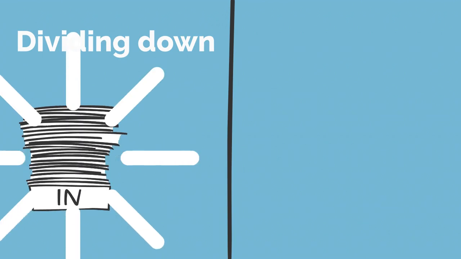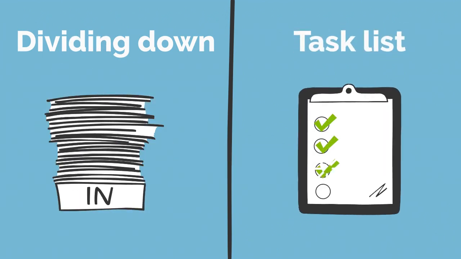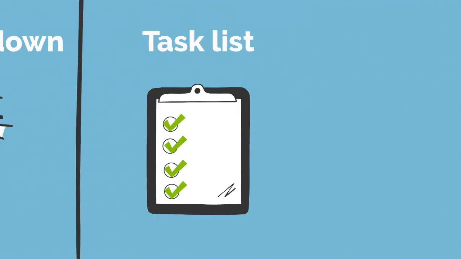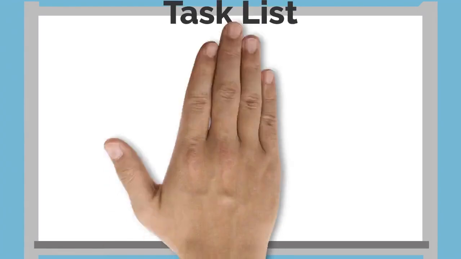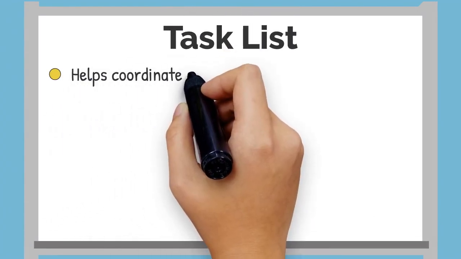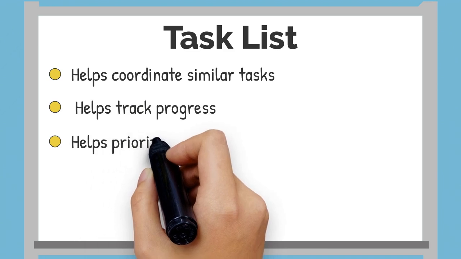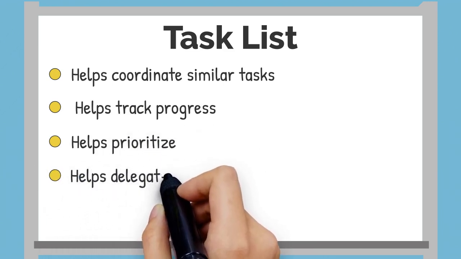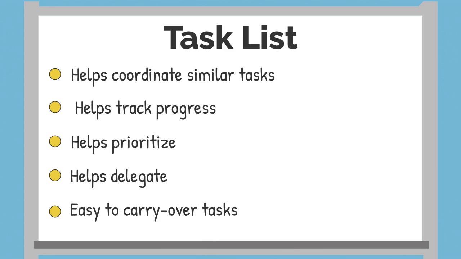By dividing down large tasks into tiny chunks, a task list makes them appear more achievable. This is achieved with a task list or a to-do list. A task list or a to-do list helps coordinate similar tasks, helps track progress, helps prioritize, helps delegate, and makes it easy to carry over tasks.